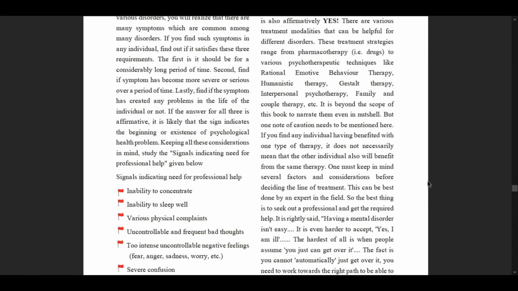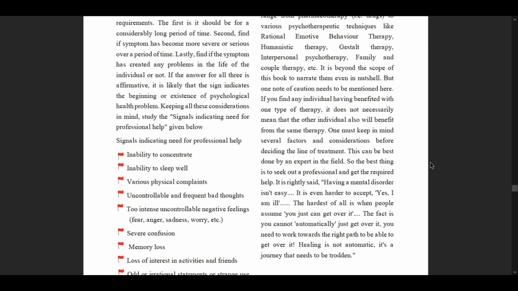It is rightly said, having a mental disorder isn't easy. It is even harder to accept. Yes, I am ill. The hardest of all is when people assume you can get over it. The fact is, you cannot automatically just get over it. You just need to work towards the right path to be able to get over it.